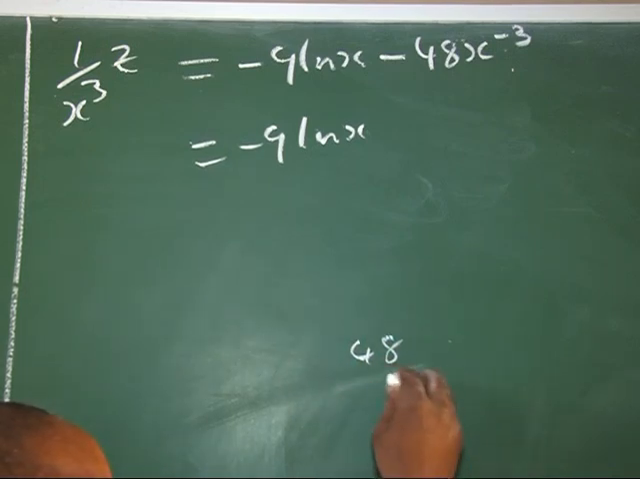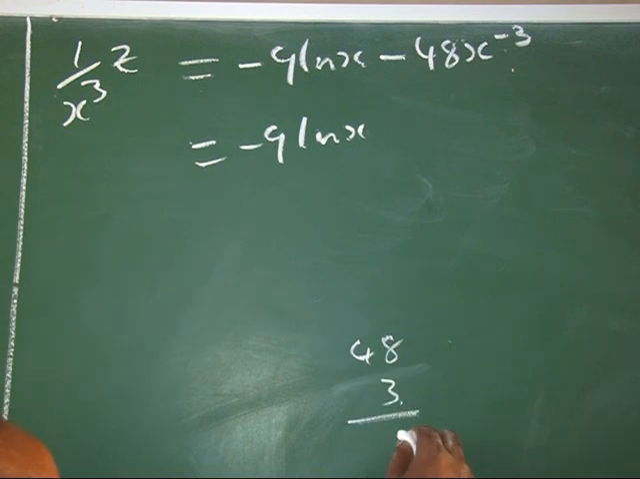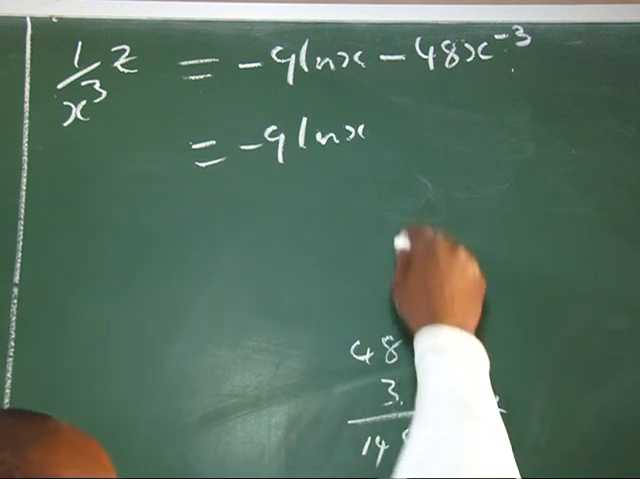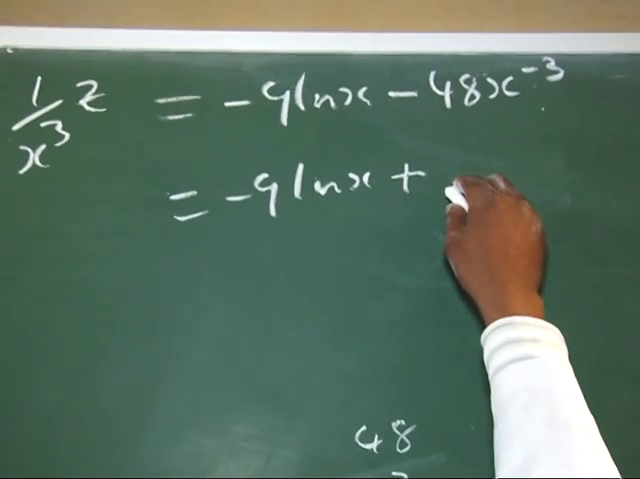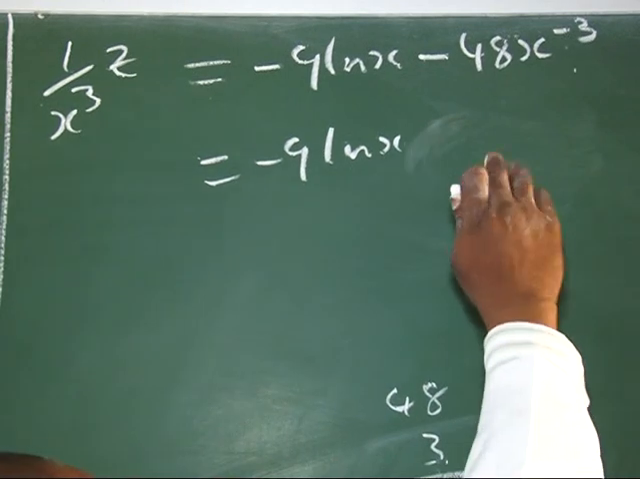48 times 3 will give us, this time this is 24. Carry 24, carry 2. This time here will give us, 3 times this 12 plus this 14. So we have plus, okay, this is what we have.